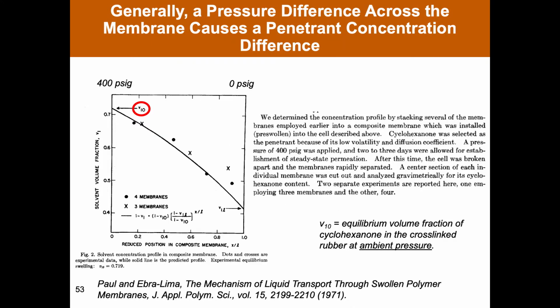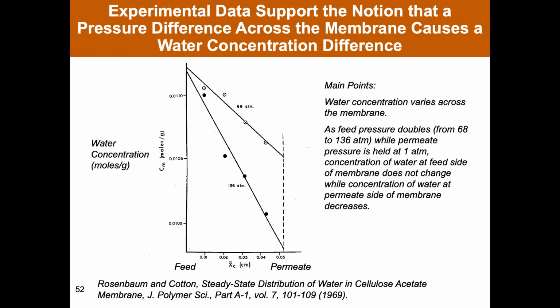And one of the keys to that came from work that was done here at the University of Texas by Don Paul and student Ebra Lima. There's a series of probably 15. Ebra Lima was an extremely productive PhD student. And if you find these papers, there's just a boatload of them. Now, the Rosenbaum and Cotton study was in 1969.